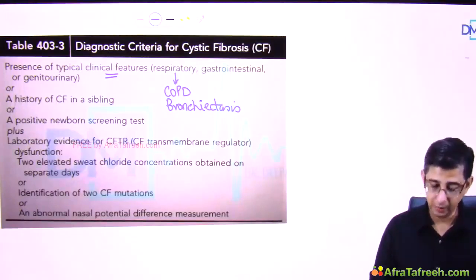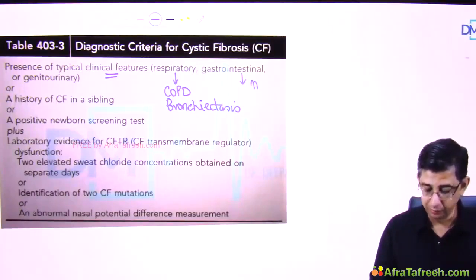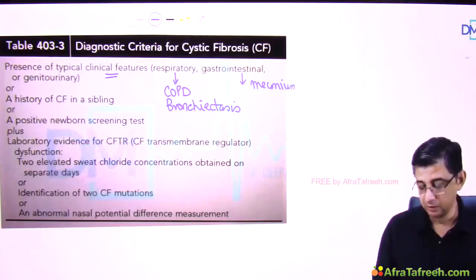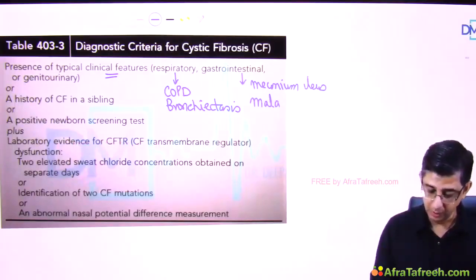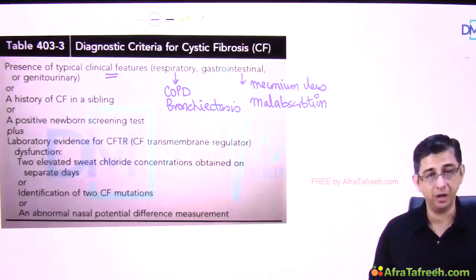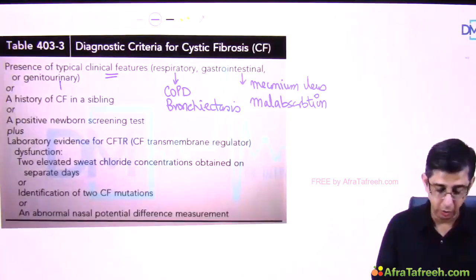The gastrointestinal manifestations can be in the form of first meconium ileus, which is the early one, and subsequently development of malabsorption syndrome. The malabsorption syndrome can range from something like osmotic diarrhea to steatorrhea occurring in a patient. And the genitourinary manifestations are in the form of a cervical mucus plug or azoospermia in the patient.